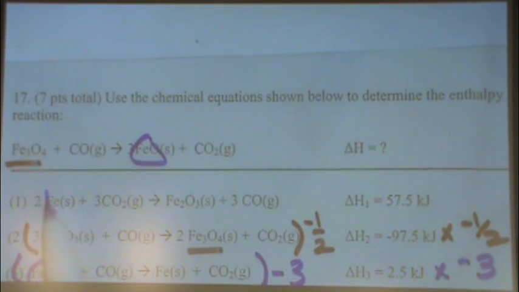Okay, let's do a blue box around that one. Remember, this one now is an intermediate. I need it to cancel. What do I multiply the first reaction by? Remember, I can't change reaction 2 or 3.